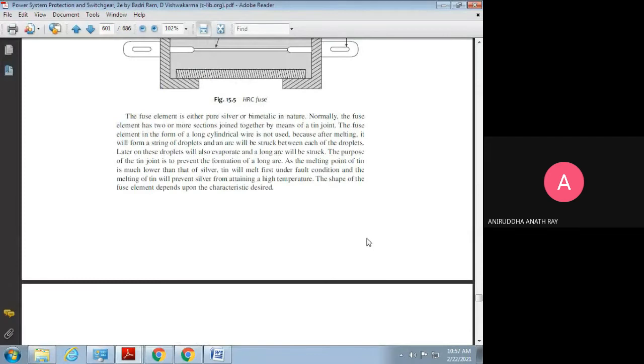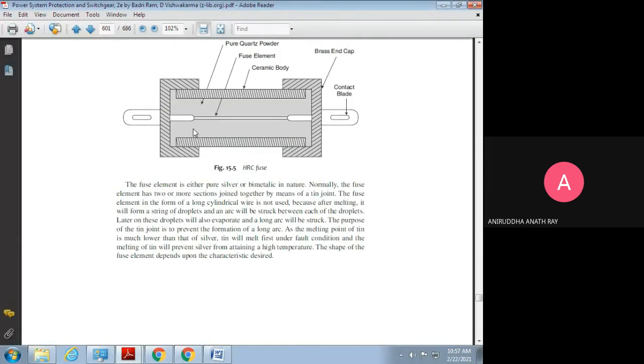Now again, the fuse element, that is this one, as you can see in the diagram. So this is the fuse element over here. The fuse element is either pure silver or bimetallic in nature. Normally, the fuse element has one or two sections which are joined together by means of a tin joint. A fuse element in the form of a long cylindrical wire is not used.